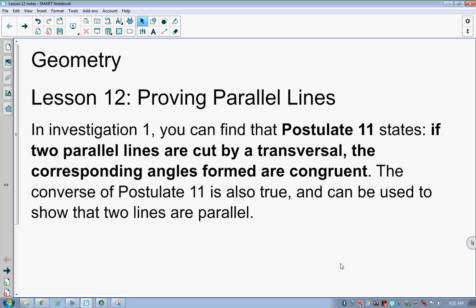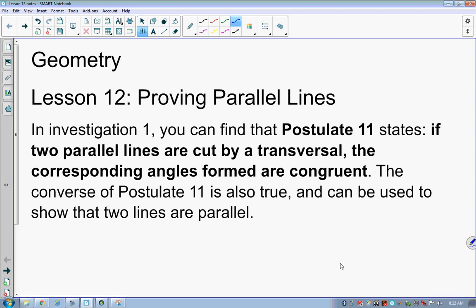So even though we don't really look at investigations all that closely, we don't spend a lot of time in investigation 1 or whatever, this information is one that you want to have down, which is postulate number 11. And it states this. It says, if two parallel lines are cut by a transversal, the corresponding angles formed are congruent. So let's address this.